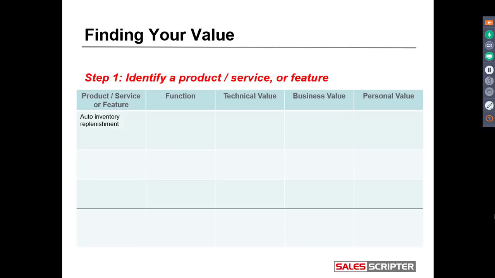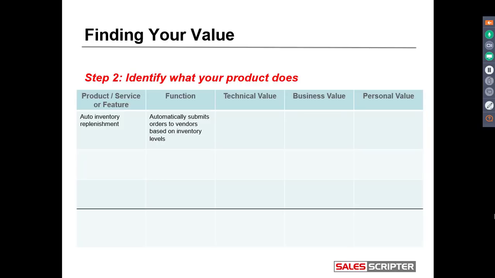through this demonstration, I'm going to use sort of an inventory management software product. It's just a fictional product that I thought of, so hopefully you can follow along. But product or feature one is auto inventory replenishment, and step two is to think about what that product does, or what that feature does. And so the function of auto inventory replenishment is that it automatically submits orders to vendors based on inventory levels.